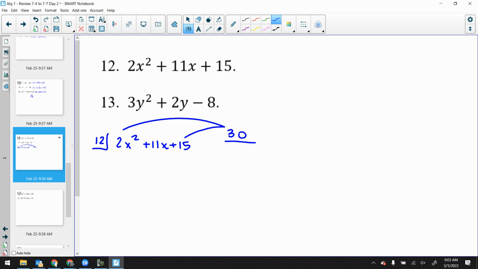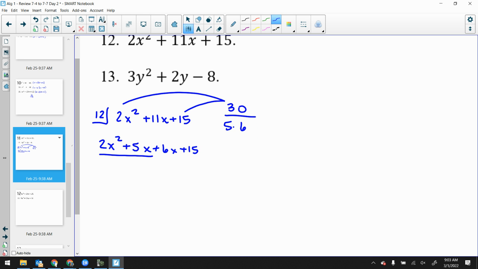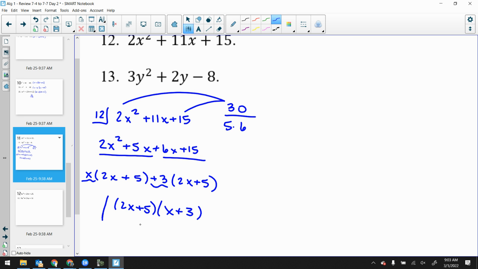5 and 6. Okay, so that means we got a 2x squared plus 5x plus 6x plus 15. Henry, what's my first GCF? Good, leaving us with a 2x plus 5. What's my second GCF? 3. Good, a plus 3. Leaving us with a 2x plus 5. So my answers are the 2x plus 5 and the leftovers x plus 3.